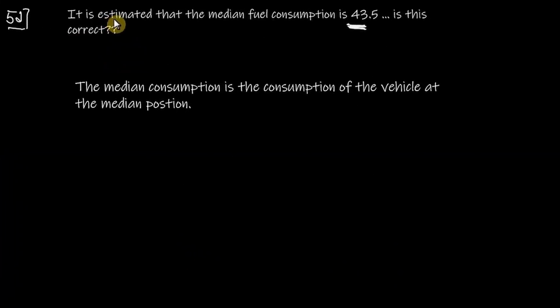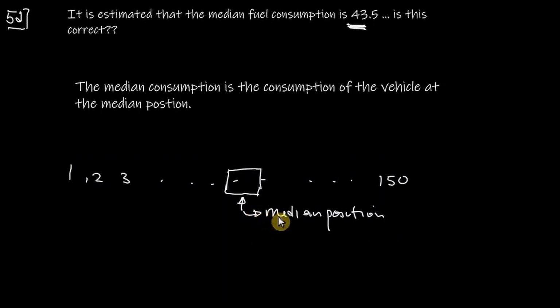So in 5D, there is an estimate that the median fuel consumption is 43.5. And we are to determine if this estimate is correct. So how do we determine the median fuel consumption? Well, let us just note that if we have vehicle number 1, position number 2, this will be the third vehicle, all the way up to vehicle number 150, then the median consumption is the consumption of any vehicle or vehicles that is at the midpoint. So once we find the consumption of the vehicle at the median position, then we will have found the median. So let's find the value of the median position.